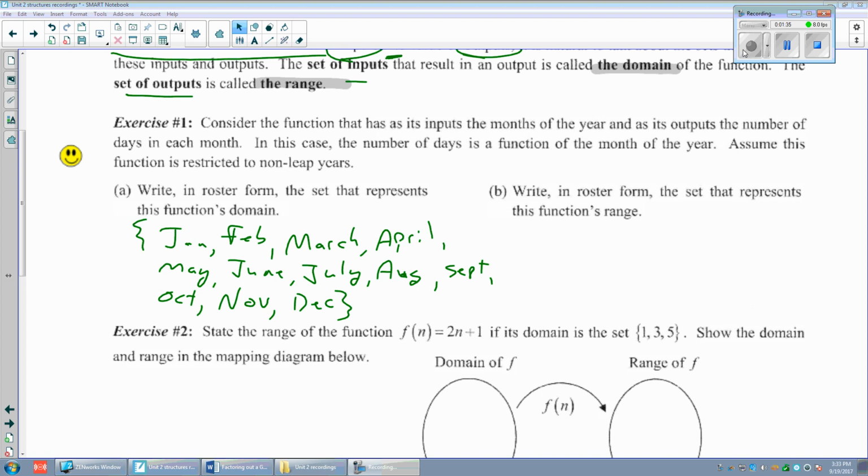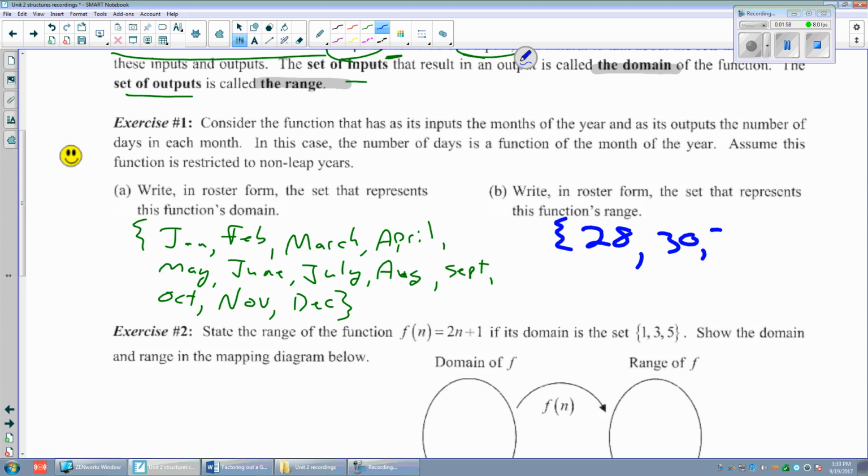Write in roster form the set that represents the range. Okay, now let me see. January has so many days, February has so many days, March, April, May, June, July, August, September, October, November, December. Let me see. We have months with 28. And when we say number of days, we mean the total number of days. We're not going to do, every month has one day. Okay, so 28, 30, and 31. Non-leap year. Are there any months that have 29 days? Don't think so.